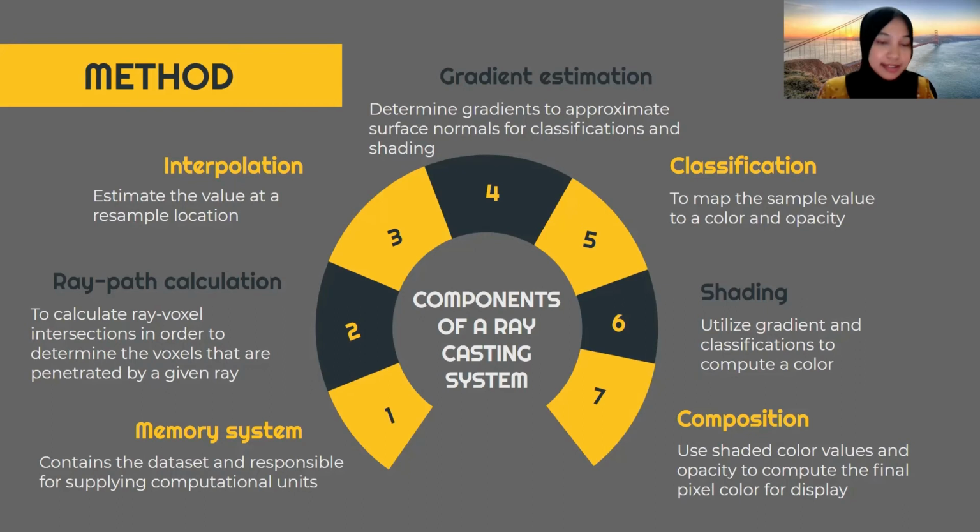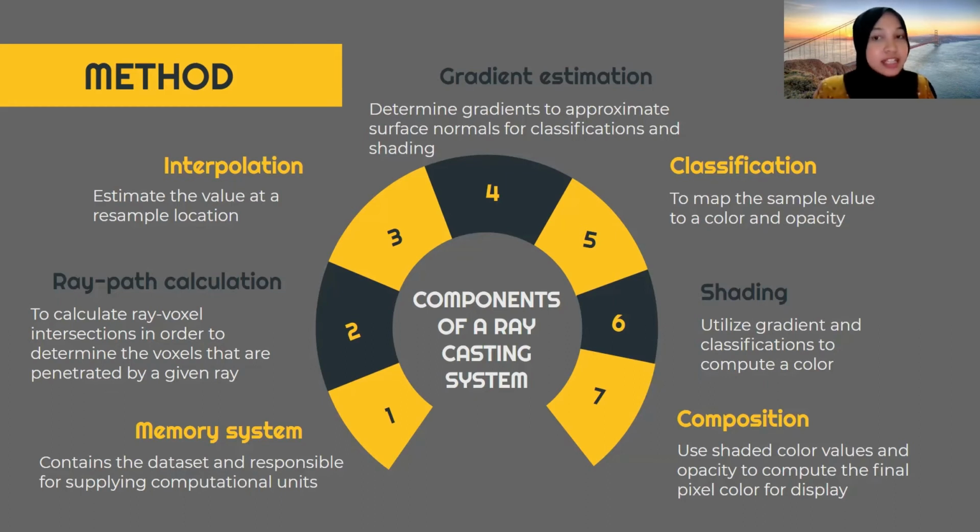The first one, in a raycasting system, we must have the memory system that will contain the dataset and is responsible for supplying computational units. And the second one, there will be ray path calculation to calculate the ray-voxel intersection in order to determine the voxels that are penetrated by a given ray. And the next one, there will be interpolation. This interpolation is involved to estimate the value at a resample location. And then there also will be gradient estimation. Basically, this fourth component here is to determine the gradients in approximating surface normal for classification and shading.